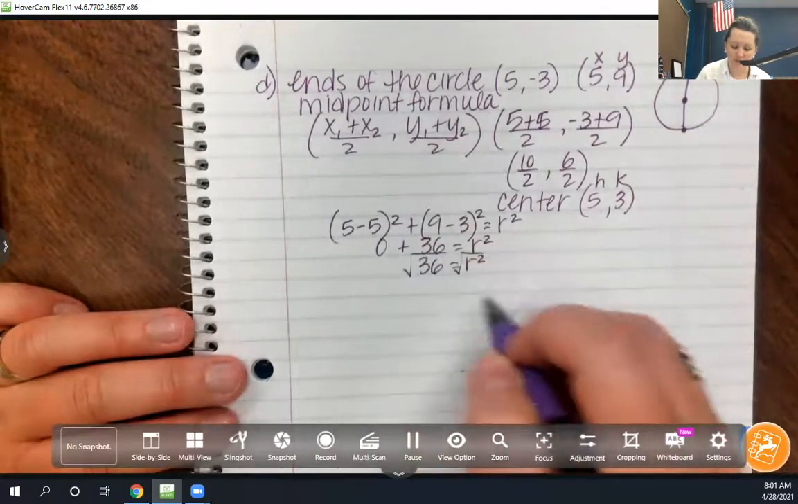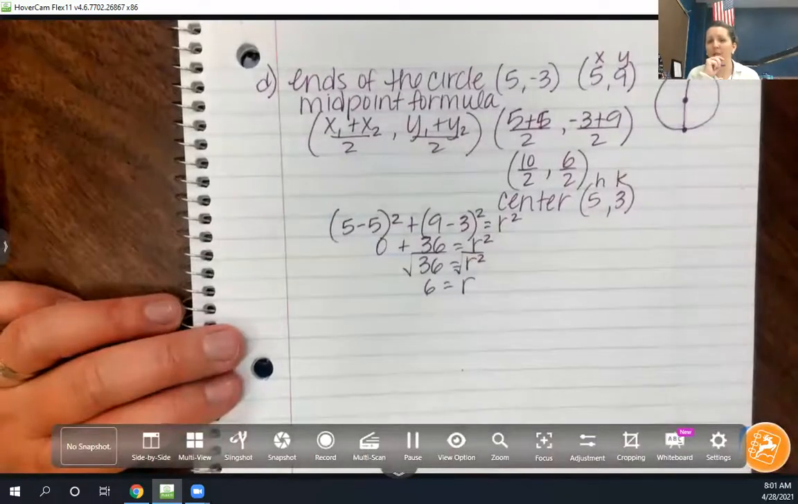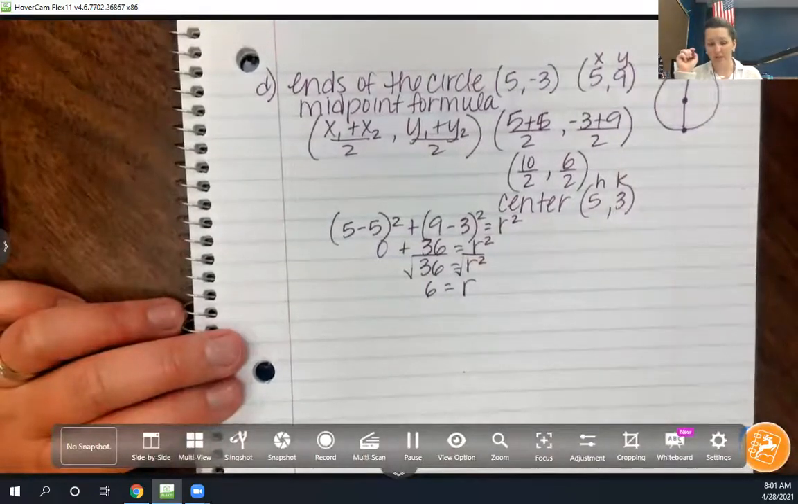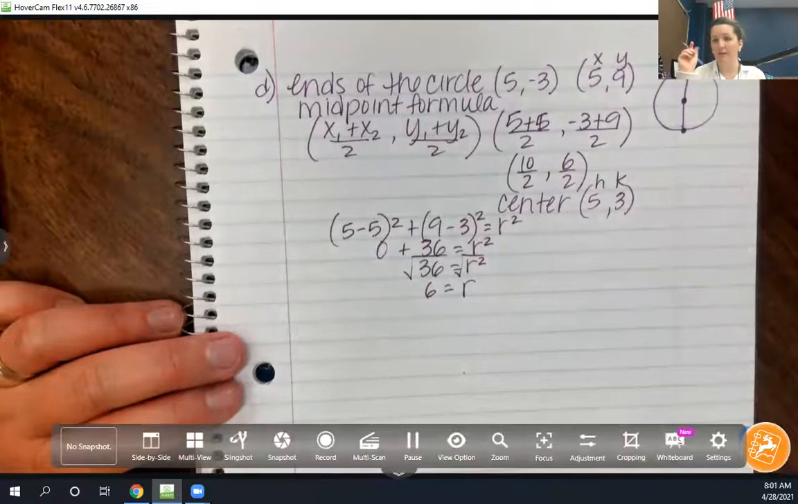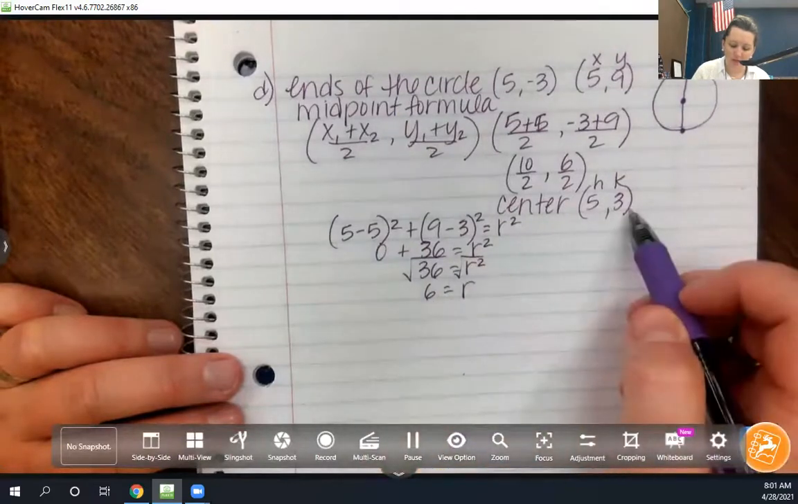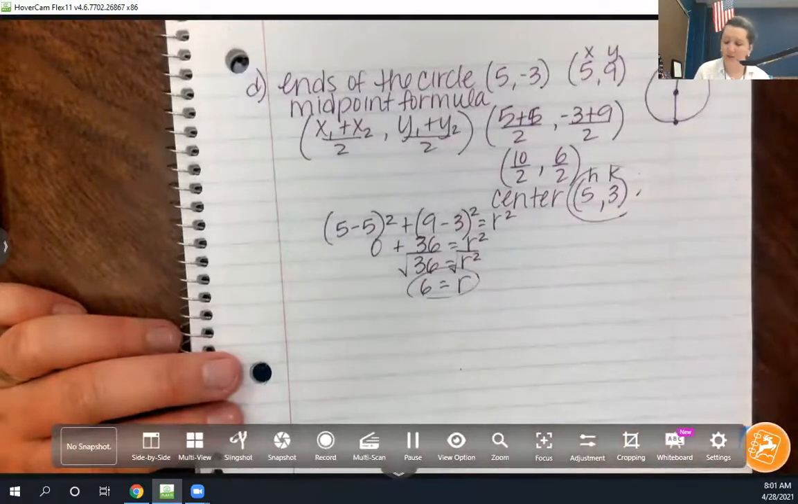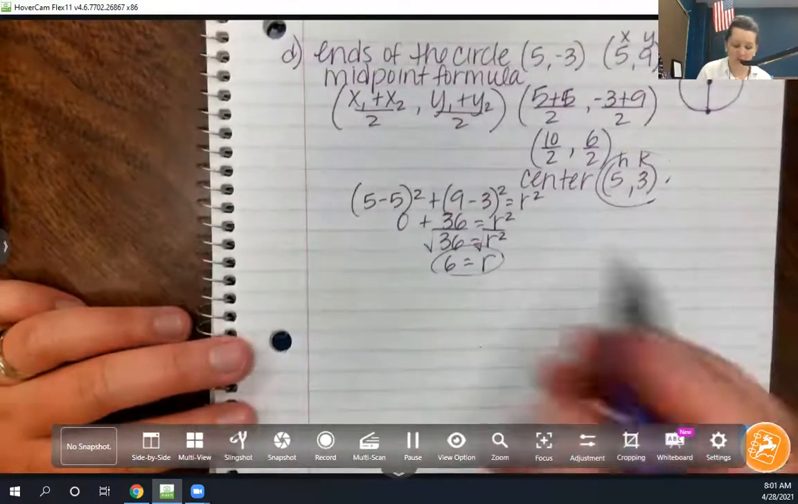The square root of that is 6. Notice that I'm not putting positive or negative 6 because it's a radius, right? It's a distance, so we know that it's going to be a positive number. All right, so our radius is 6. Our (h, k) is (5, 3).